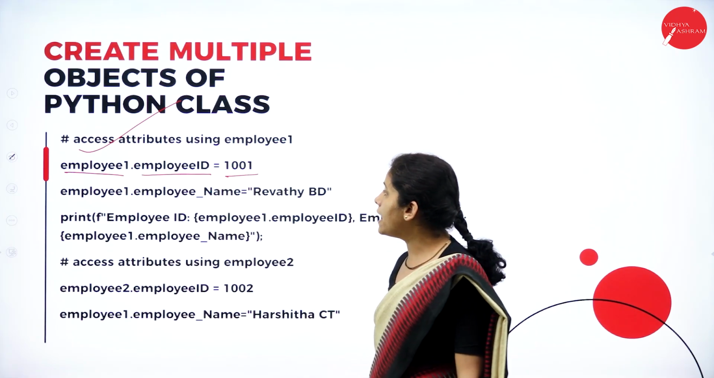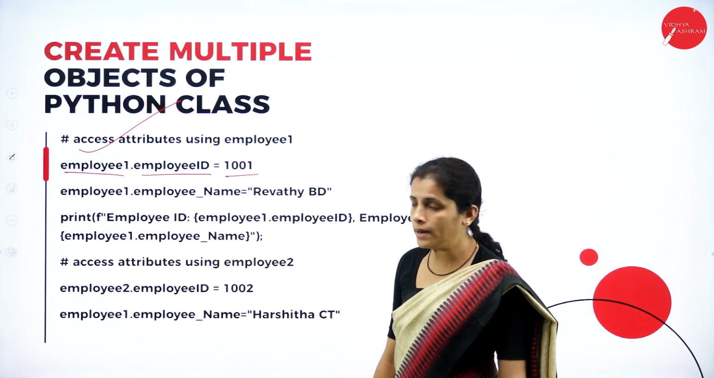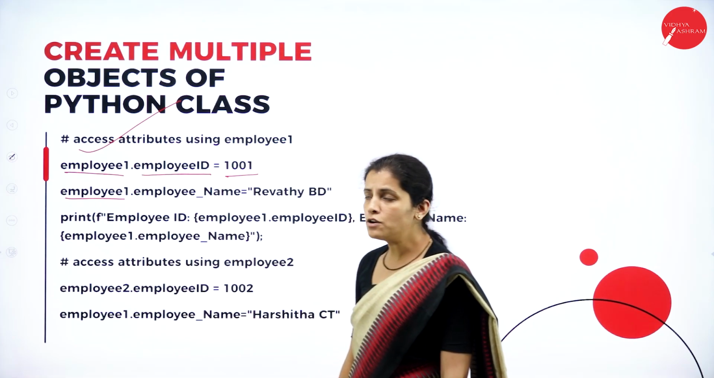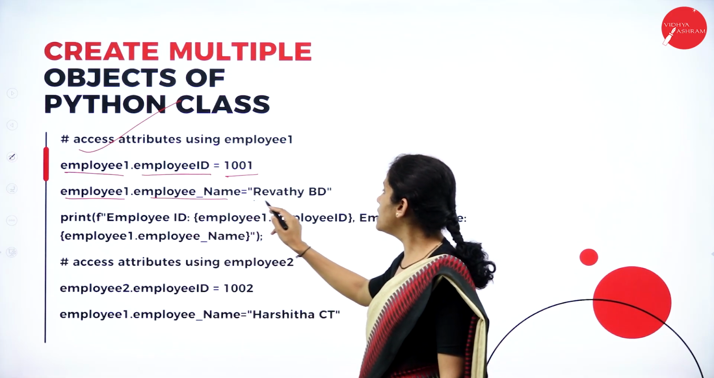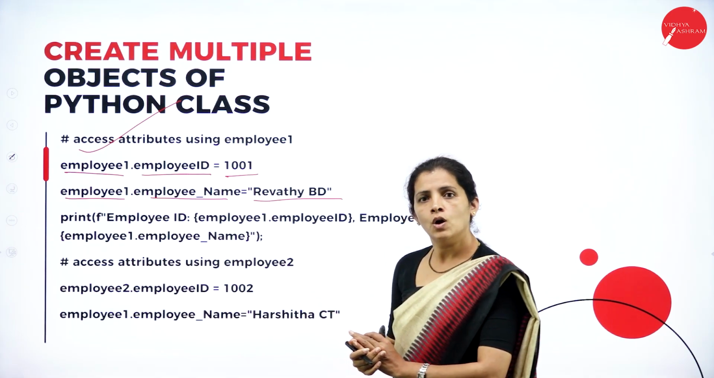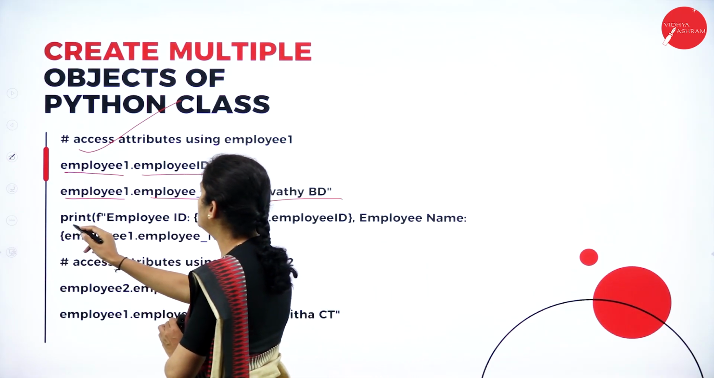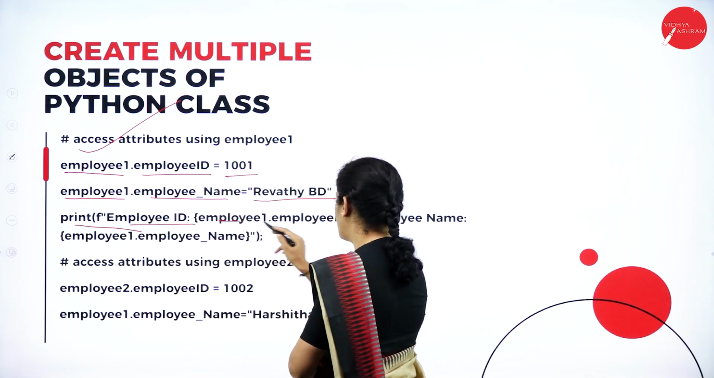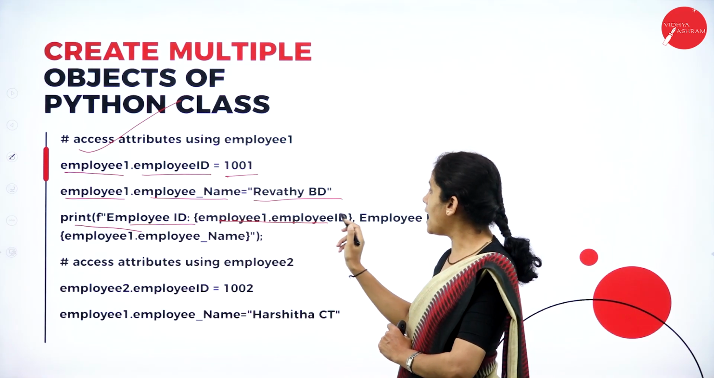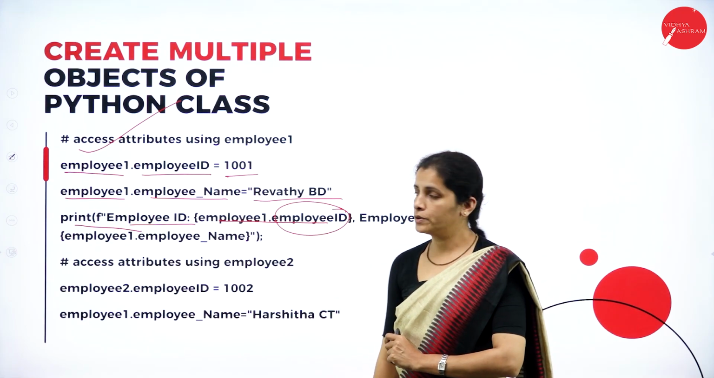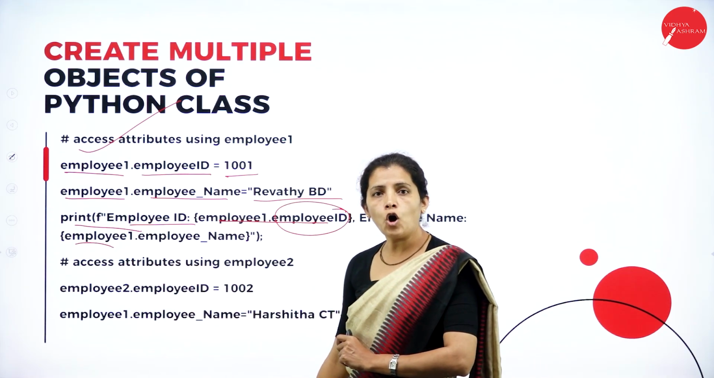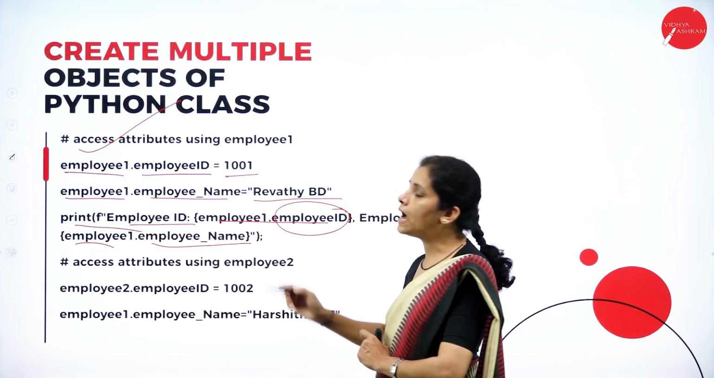And I'm going to assign the value 1001. Okay, fine. And employee 1 object, employee name, and I'm assigning the name, that is Revati BD. So I'm assigning my name. Okay, fine. And if I want to display the value, see employee ID, and I'm going to use the dot operator along with the object, and this is my attribute. And I want to display the name. So once again it is object, dot operator and attribute.